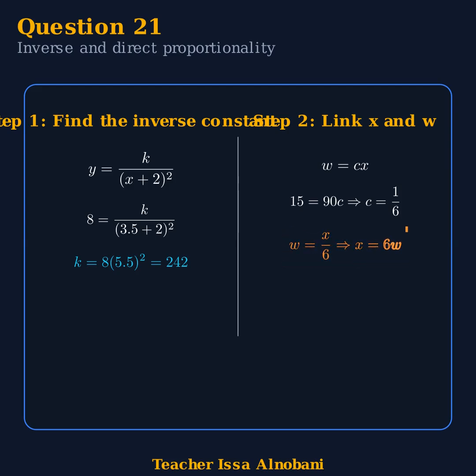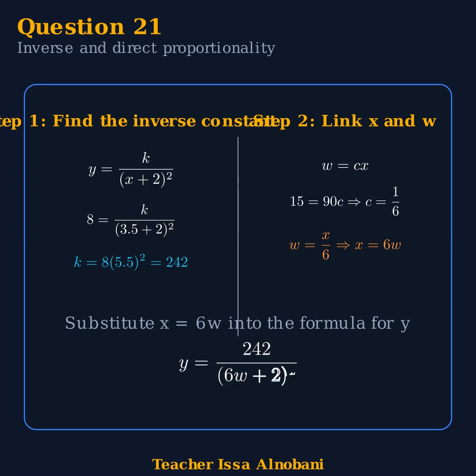So w equals x over 6, which means x equals 6w. Substitute 6w for x. Therefore, y equals 242 divided by 6w plus 2, all squared.